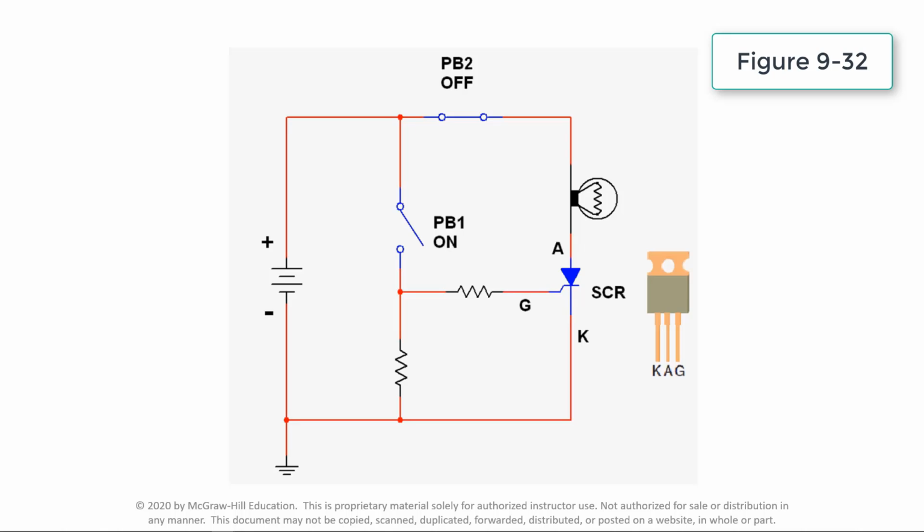Note that the anode-to-cathode circuit will conduct in just one direction. This occurs only when it is forward biased with the anode positive with respect to the cathode and a positive voltage is applied to the gate.